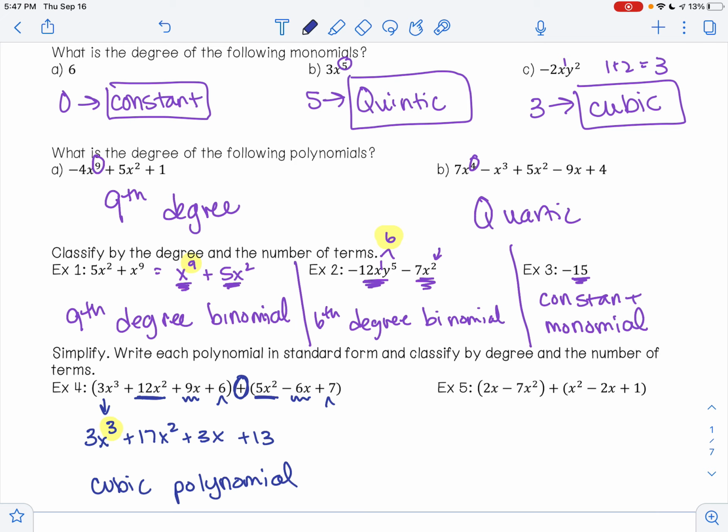On example 5, again, I am adding. So I'm going to have 2x minus 2x is 0. Negative 7x squared plus x squared is negative 6x squared. And then 1 doesn't have a like term, so I'm going to bring that down. This is written in standard form. My highest exponent is 2, so that makes this quadratic. And then I have 1, 2 terms, so this is a quadratic binomial.